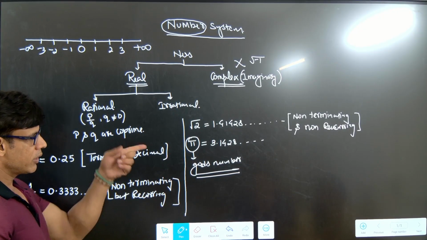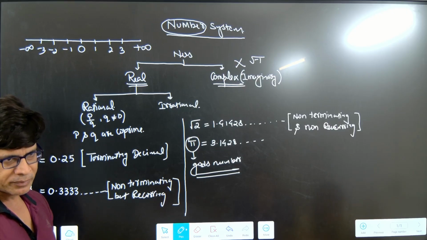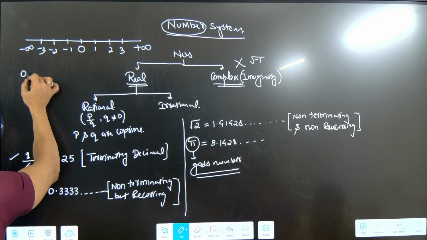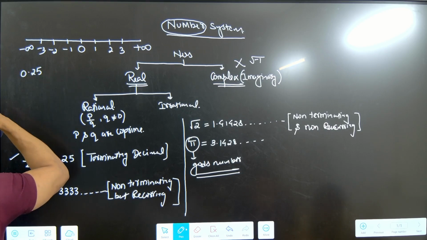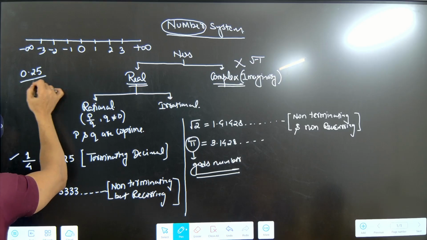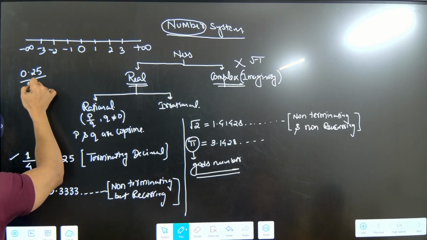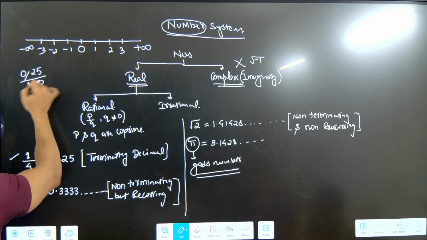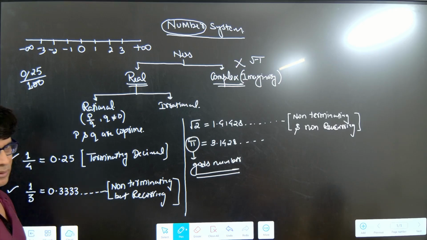So why can we not write this number in the form of p by q? See, if you have a number, let's say 0.25, and I ask you to write it in the form of p by q, you write 1 in the denominator, then you remove the decimal after two digits. So you write 25 by 100, you cancel, 1 by 4.